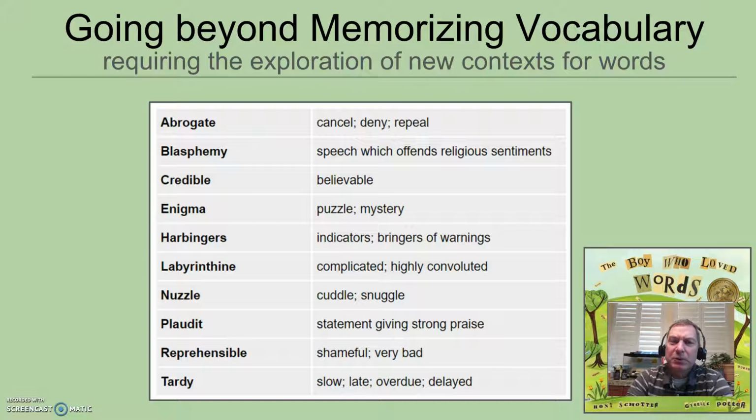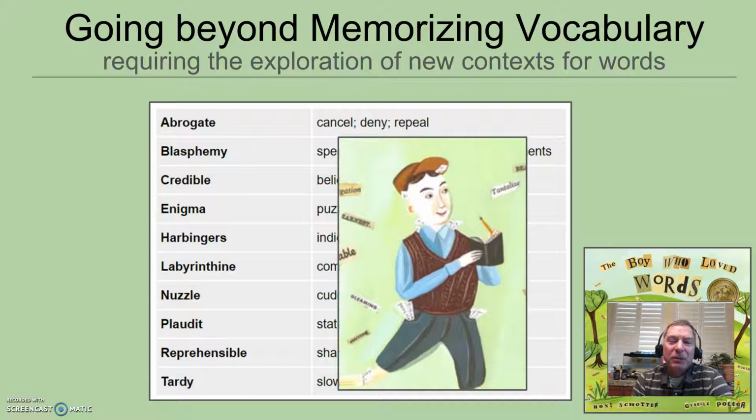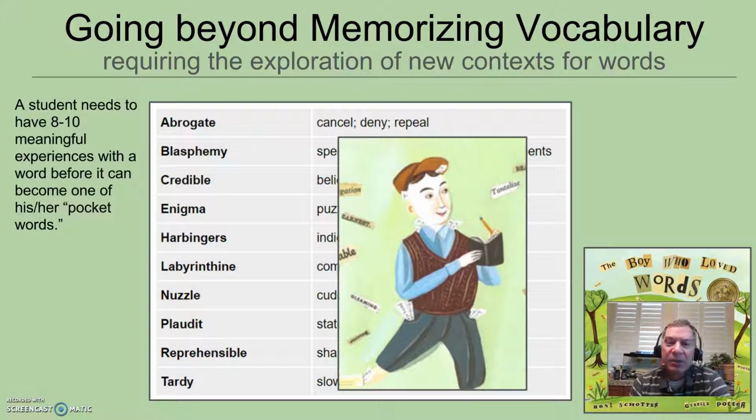10 words. That used to be the way I did it. You really can't make them pocket words like the main character in The Boy Who Loved Words does, just by memorizing them. My kids can quote the research that I share with them all the time. You got to have 8 to 10 meaningful experiences with any word before you can call it one of your pocket words. Meaningful is probably not memorizing it and matching it on a quiz.